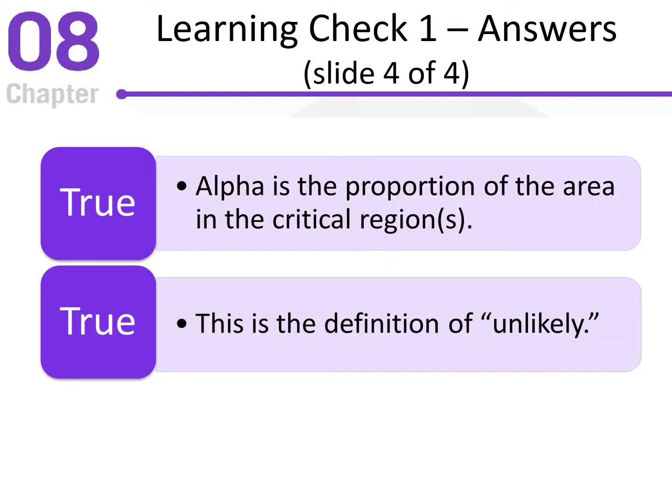So if you lower alpha, you shrink the critical region. You make it harder to reject the null hypothesis. That's a key point moving forward. That's why you don't like to lower alpha too much. Keep it at 0.05.